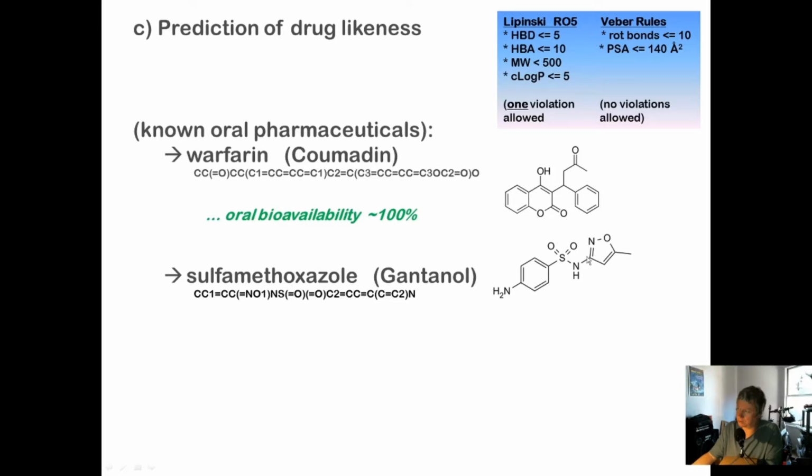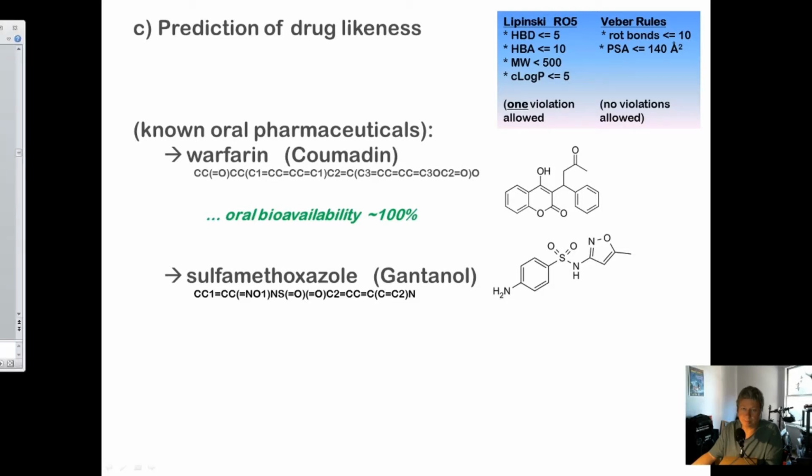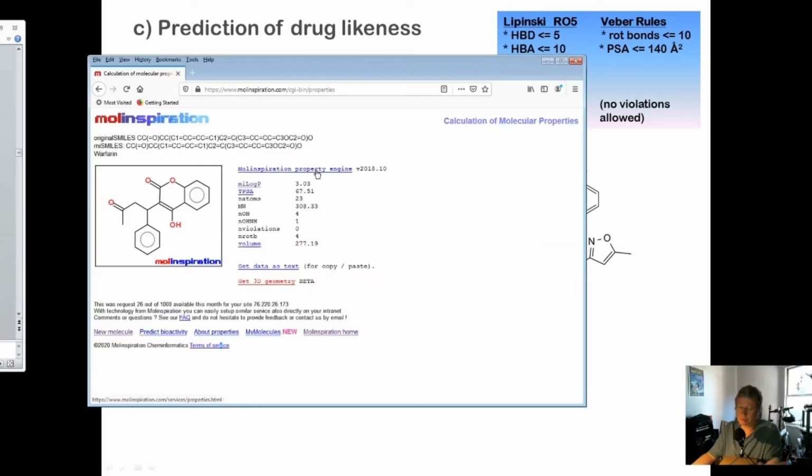Okay, sulfamethoxazole or Gantanol, which is one of these sulfa antibiotics. Remember how these work. They interfere with PABA metabolism, and PABA was a folate source in bacteria, right? Okay, so let's take a look. We got a SMILES string there. Let me copy that to the clipboard. Okay, copy. It's on the clipboard. So let's go back into Molinspiration.